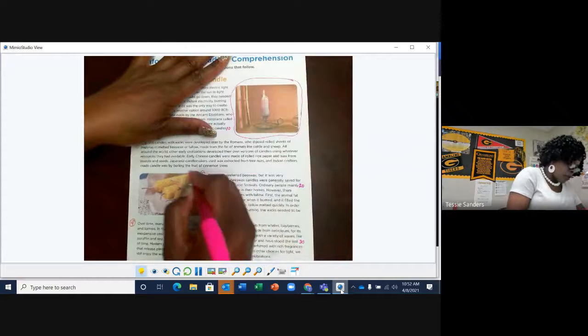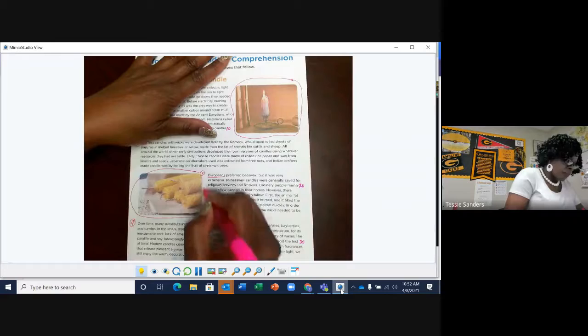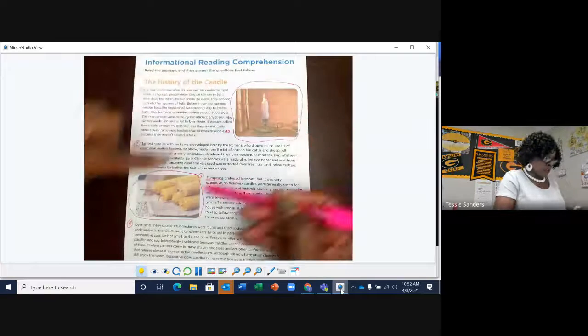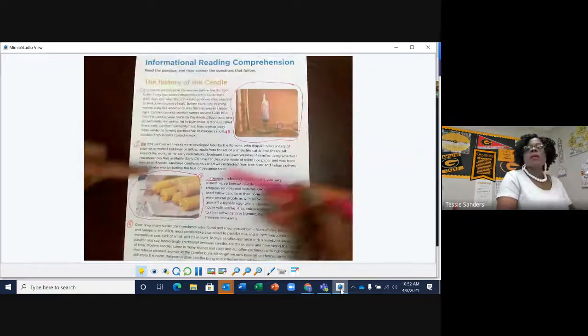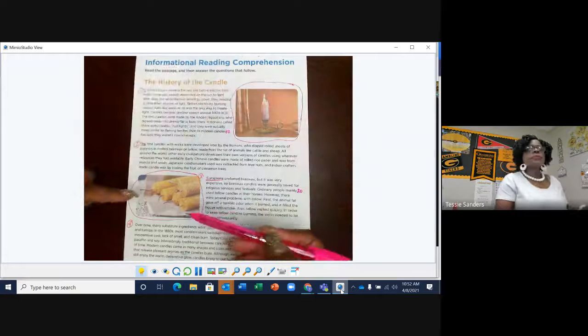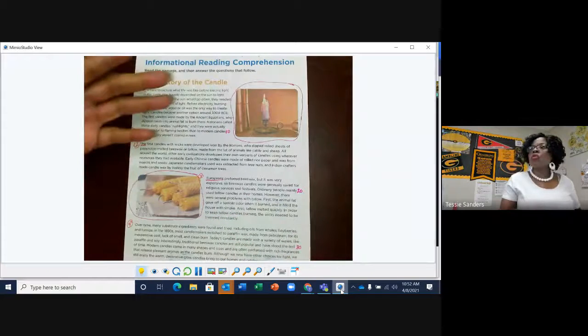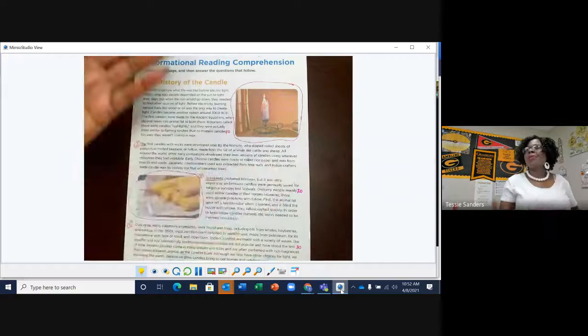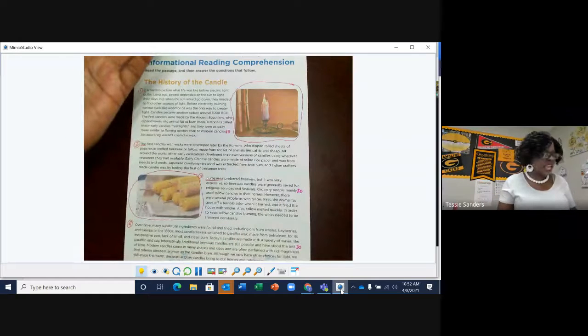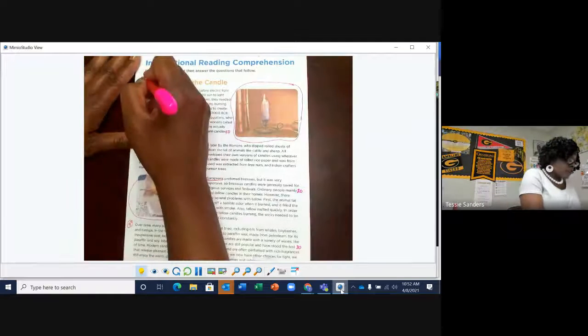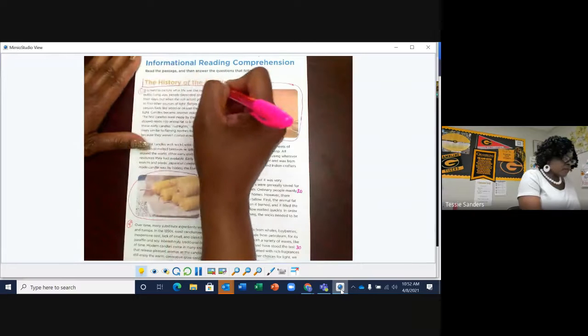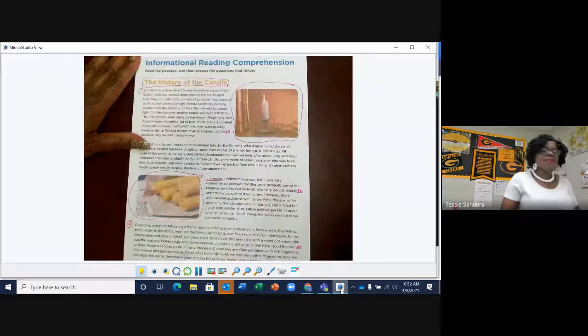Here's another picture. What do we see in these pictures? We see what? Candles. So we know the story is going to be all about what? Candles. Put a box around your title. Read your title. The history of the candle.